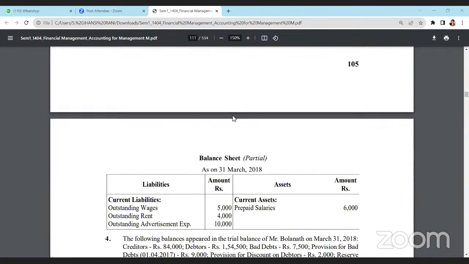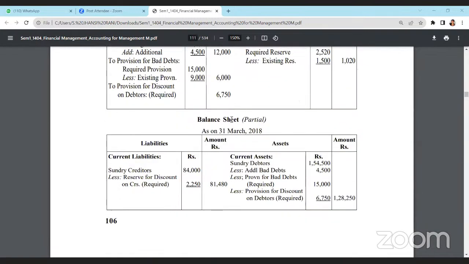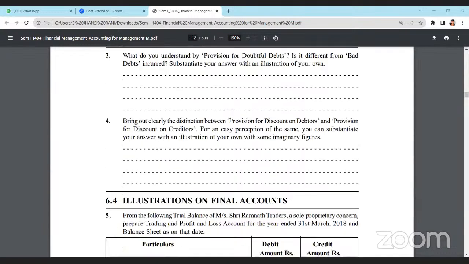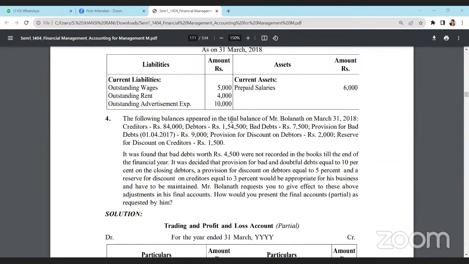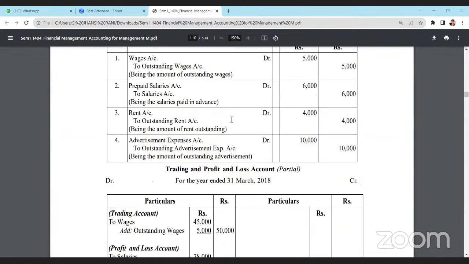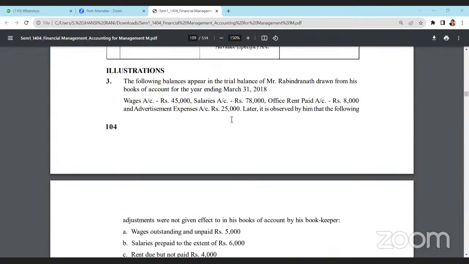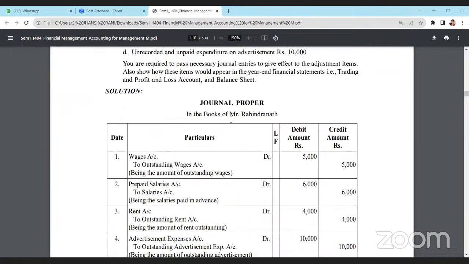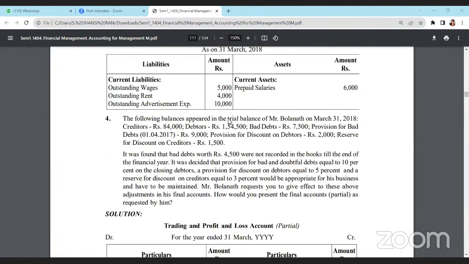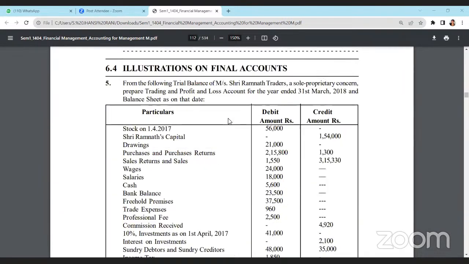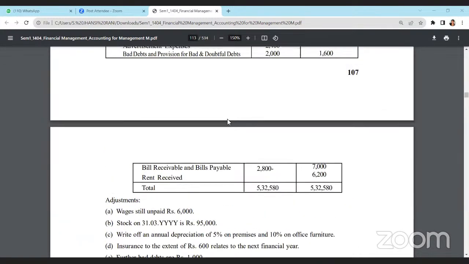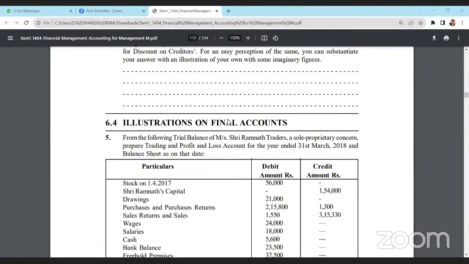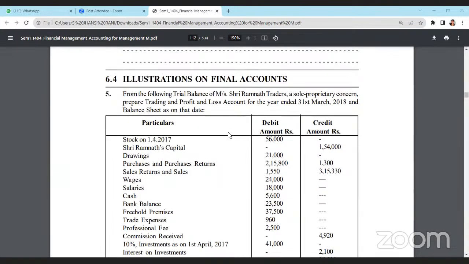So now let's look at one full-fledged problem where we can understand the adjustments along with a complete problem. I think they have not given any illustration. Yeah, I think we can do this one. Can we? Yes, ma'am. Look at illustration number 5.